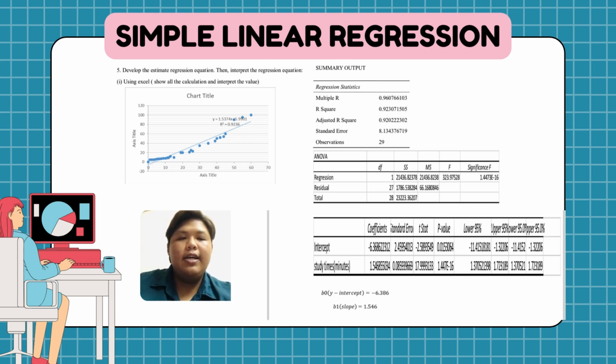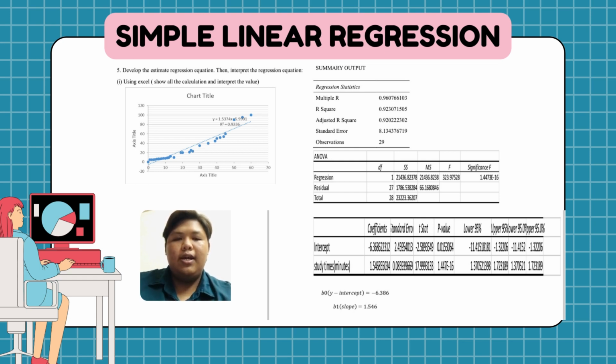We can see here a breakdown of the key points in the table. Multiple R is 0.9608. This represents the strength of the linear relationship between the independent and dependent variable. A value closer to 1 indicates a stronger positive relationship, whereas a value closer to 0 indicates a weaker or no relationship. In this case, the value is quite high, suggesting a strong positive relationship.